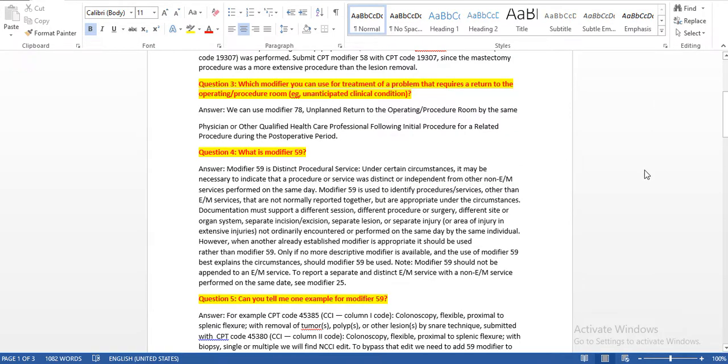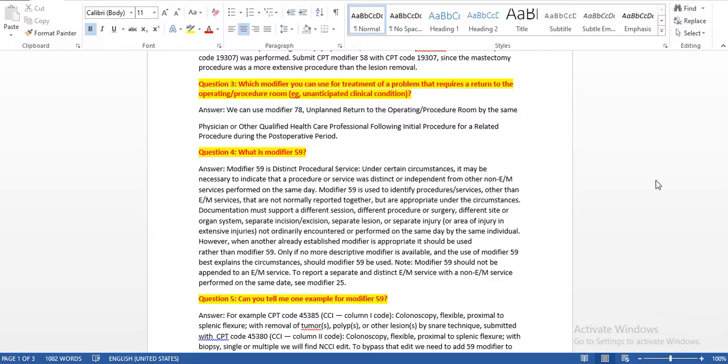Question 3. Which modifier can you use for treatment of a problem that requires a return to the operating or procedure room? Answer. We can use modifier 78, unplanned return to the operating or procedure room by the same physician or other qualified healthcare professional following the initial procedure for a related procedure during the postoperative period.